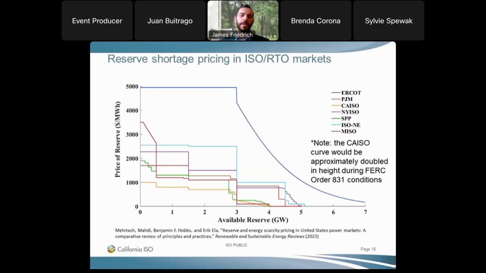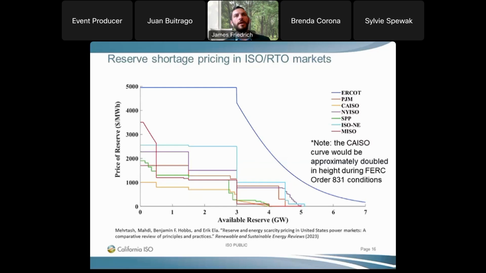For the CAISO, it's kind of hard to see here, but you can see this trickling down yellow line that's downward sloping, in between 3 and 4. That's intended to represent our flexible ramping product demand curve. And I'll talk a little bit about that on slide 17.